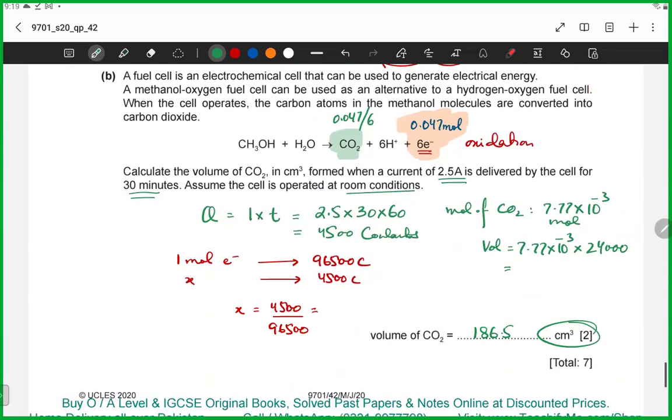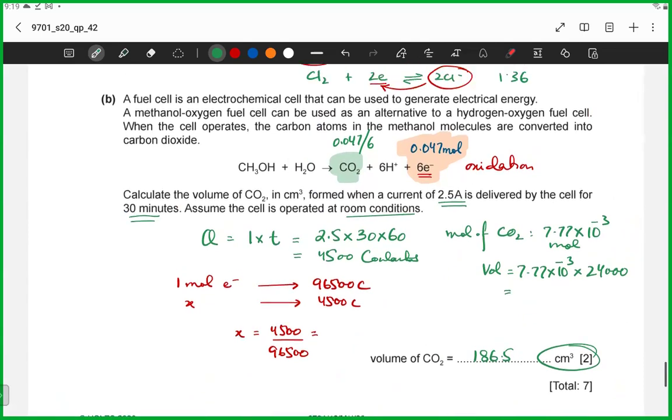Sir, we don't have to worry about the significant figures in this paper in 2025. Earlier, they used to mark whether your answer had the same significant figures. In practicals, it's important. But recently, they've stopped worrying about it.